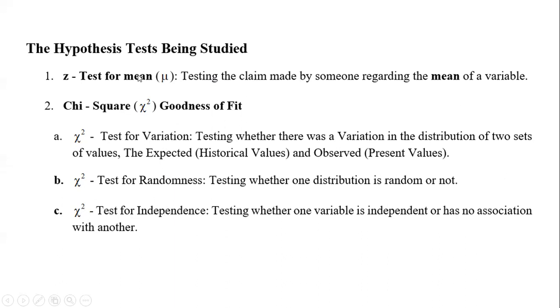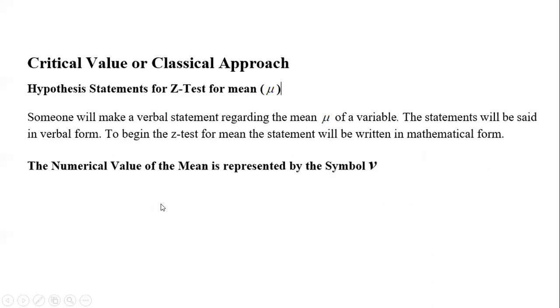Okay, these are the 4 types of hypotheses we're going to study. Now we're going to talk about the critical value or classical approach. First, the hypothesis statements for z-test for mean.